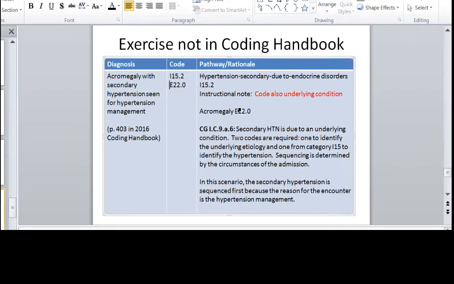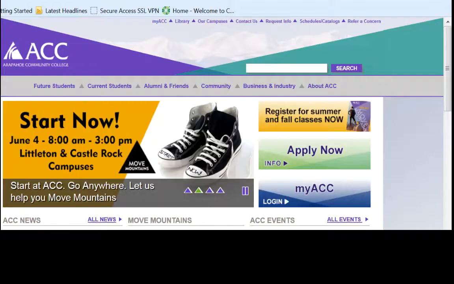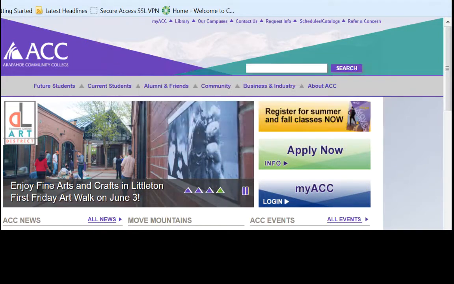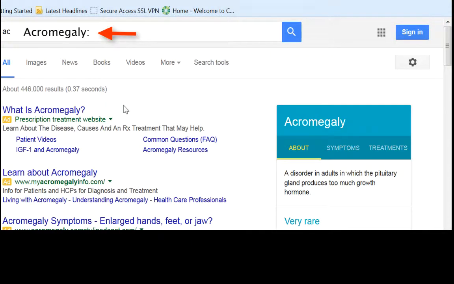If you did not know that acromegaly was an endocrine disorder, this is an example of when you would use this term with the colon after it in your search bar, and that way you could look up a definition of acromegaly. Let's quickly review that. And you see where I've typed acromegaly in the search bar, followed by a colon, hit enter, and we get all kinds of articles related to acromegaly. But here is a very quick one on the right, a disorder in adults in which the pituitary gland produces too much growth hormone. So the pituitary gland is in the endocrine system, so we know it is an endocrine disorder.